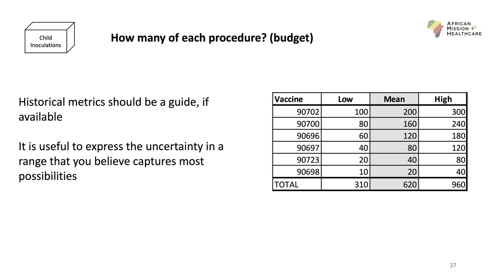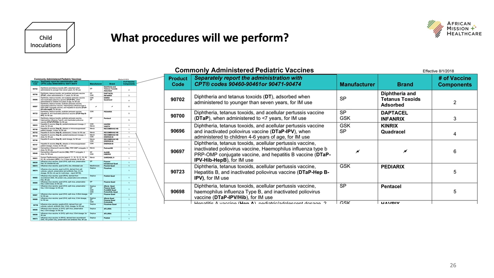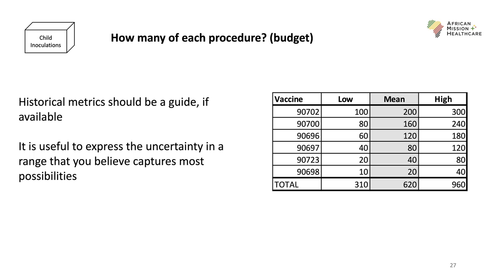So going back to our cube, we'll start with the first dimension of how many of each procedure are we going to do. And we'll go product code by product code. So if you see 90702, that's the first one on our list over here. We expect to have a low of 100 of those that we're going to perform, a high of 300 of them that we're going to perform, and maybe a mean of 200 that we'll perform.